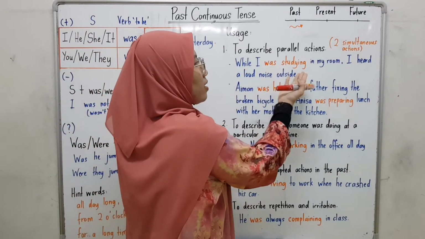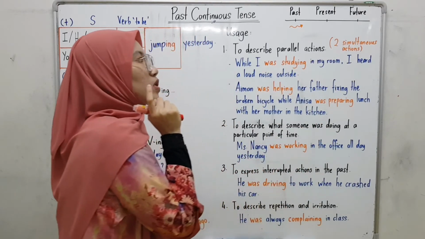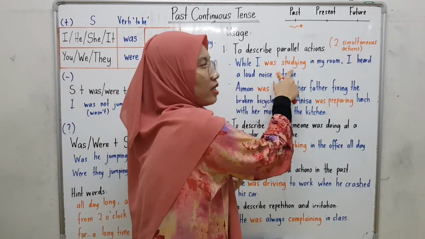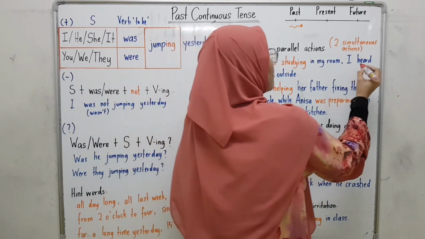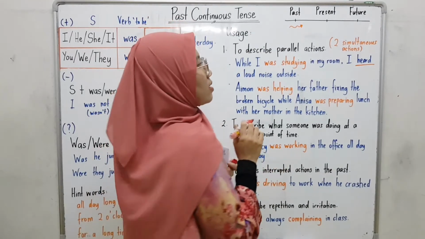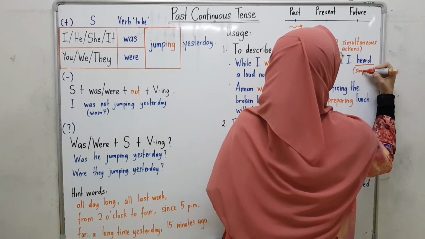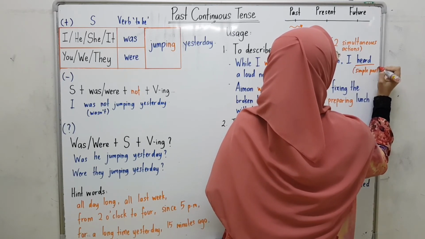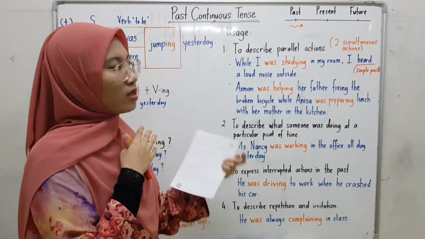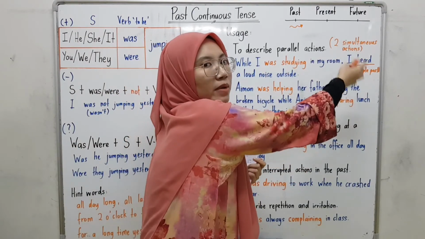While I was studying in my room, I heard a loud noise outside. The past continuous tense is was studying. We have another tense here, heard. Heard is in past form, so simple past. You have to remember, when you write your sentence, you have to be consistent. When you write past continuous, another action must be in the past as well.